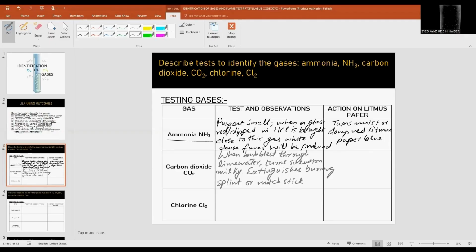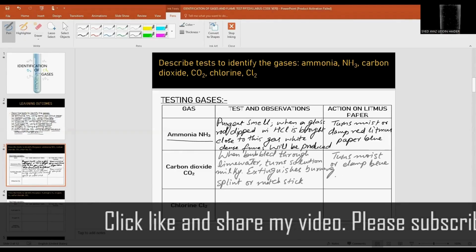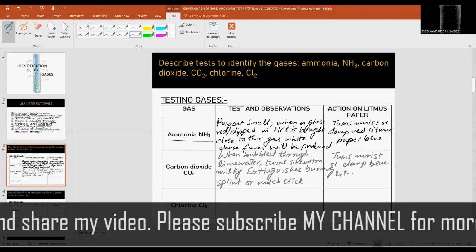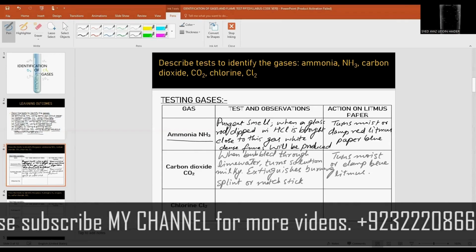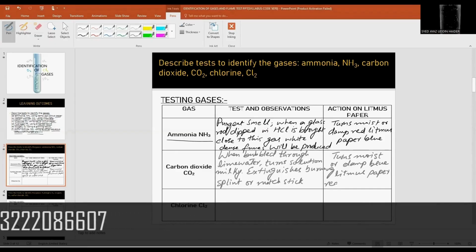It's an acidic gas, which means it turns moist, damp blue litmus paper red.